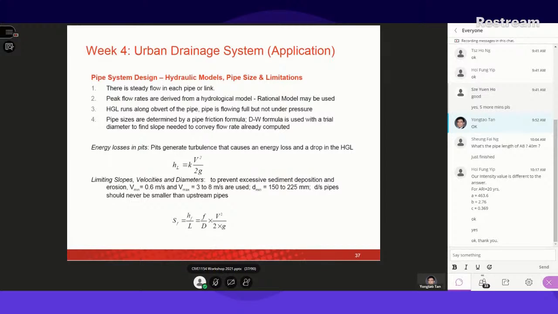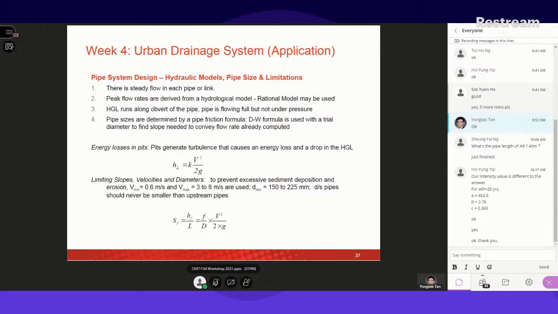So the hydraulic grade line is called cones, the upward of the pipe. Okay, upward. And also the pipe is flowing full, but not under pressure. Be careful here, not under pressure, because they'll be different.